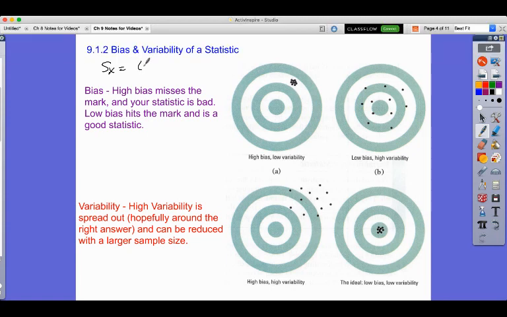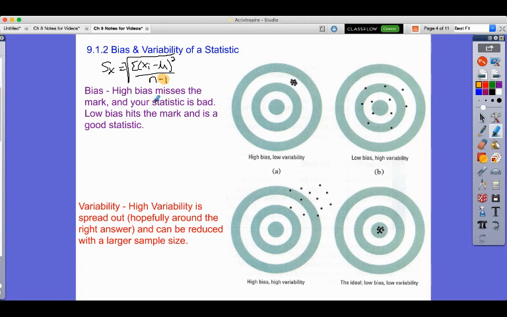we take all the deviations, x minus the mean, and we square them and we divide by n minus 1. We add them all up and divide by n minus 1, and then we take the square root of it. And you might ask, why n minus 1?